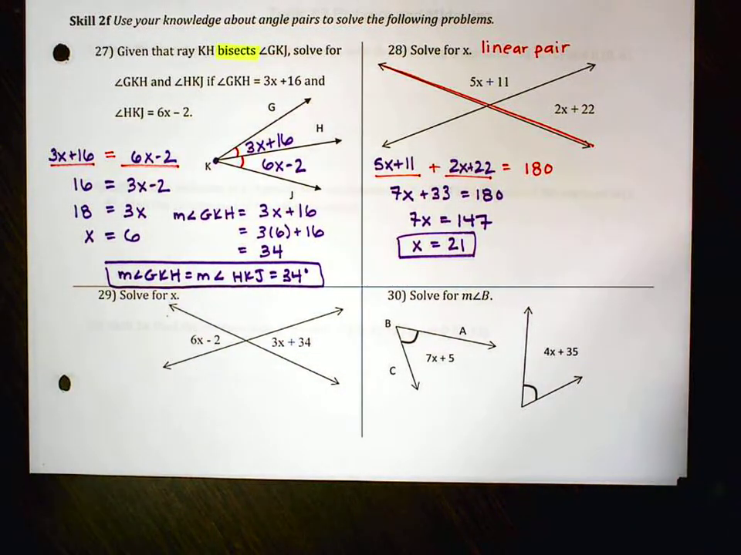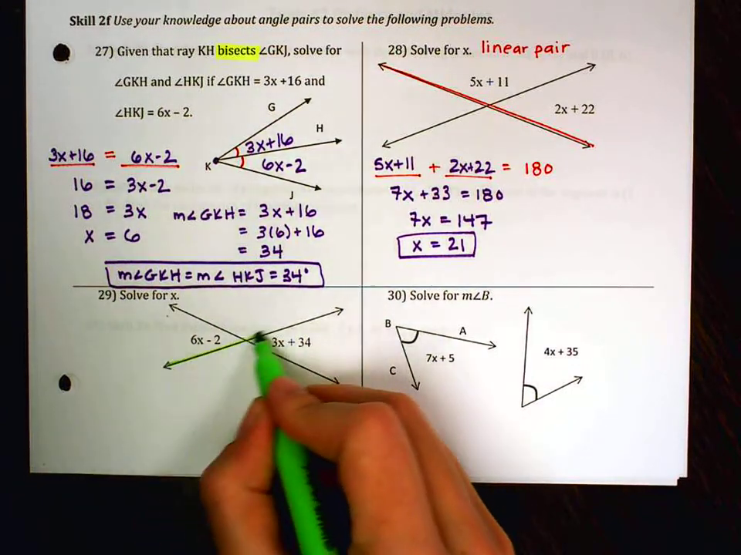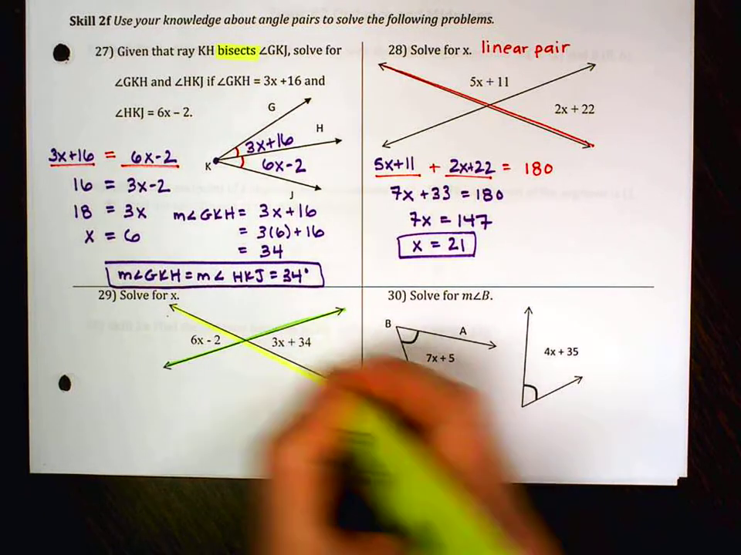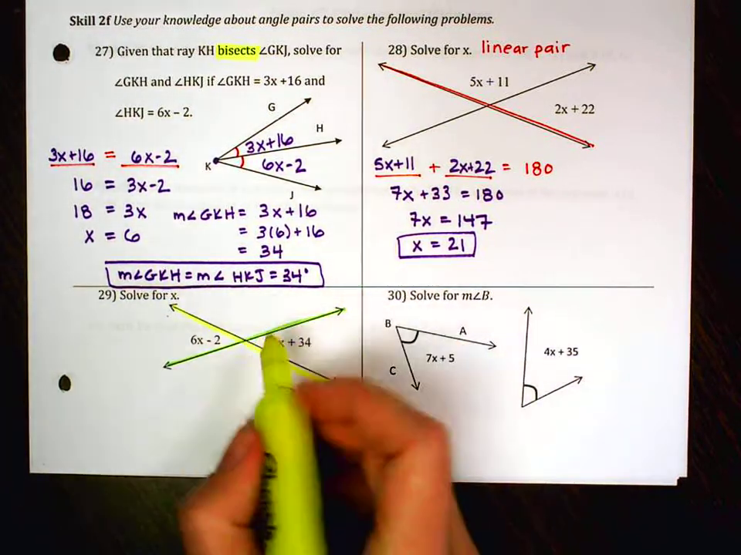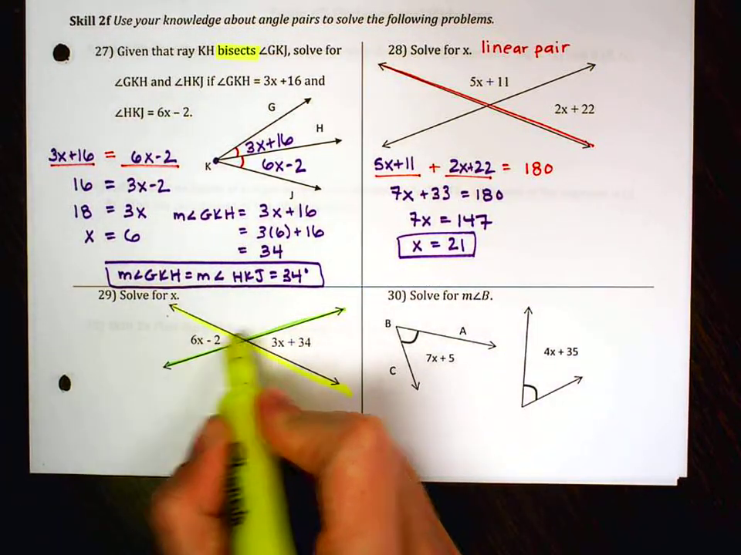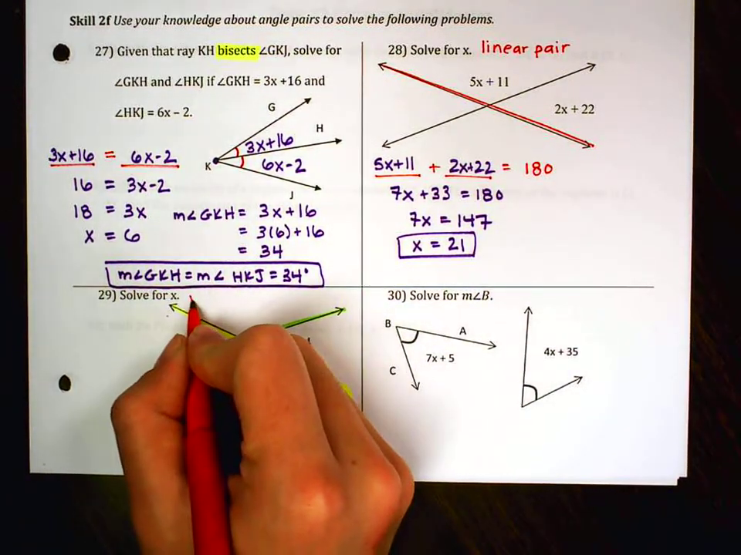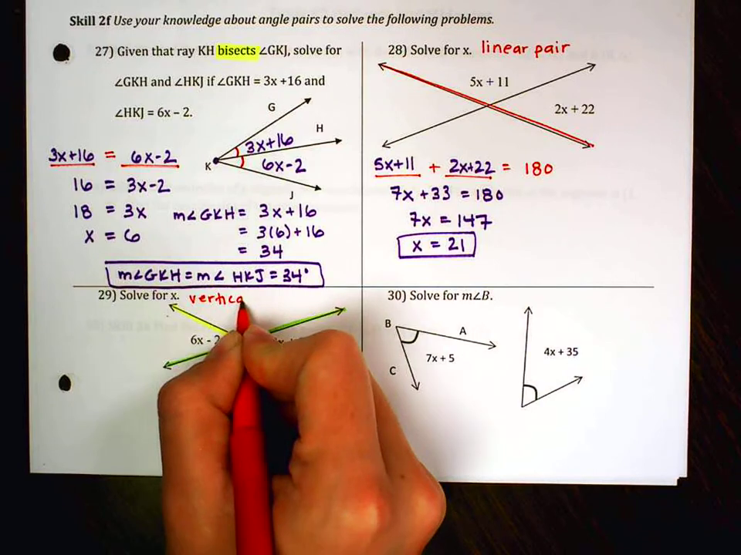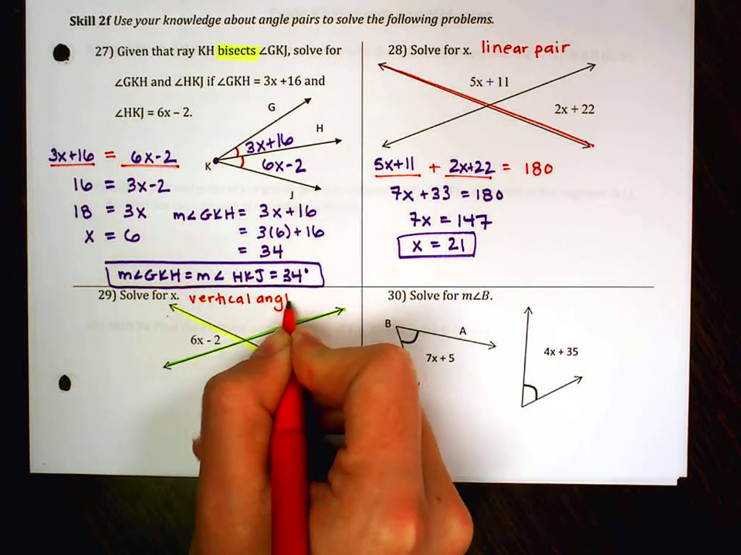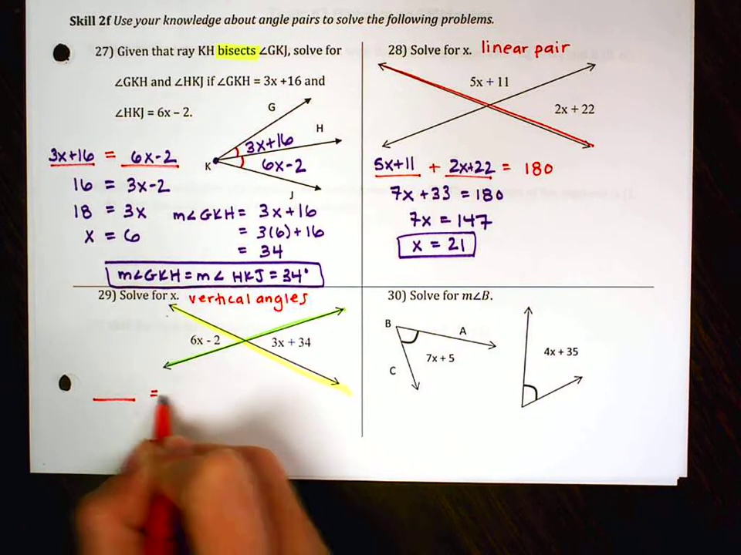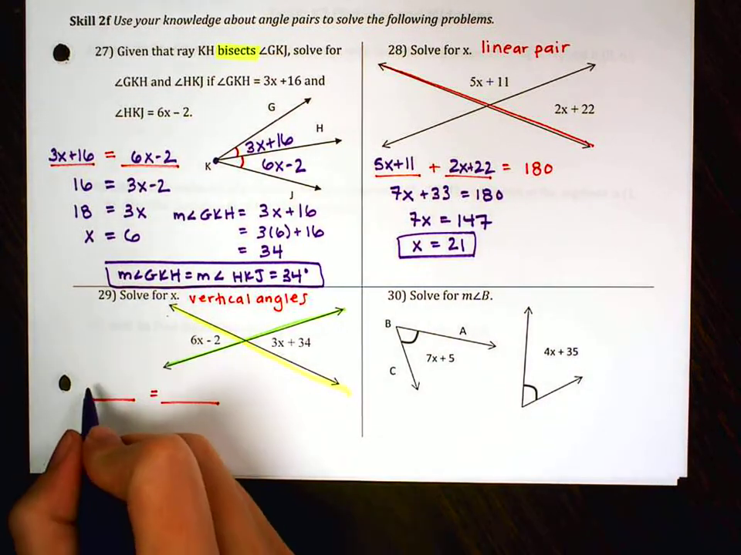Notice again we have these two straight lines that intersect. And they're these diagonals, right? They're opposite. They're not next to each other. They only share a vertex, but they jump over that vertex to each other. These are vertical angles. And our rule for vertical angles is blank equals blank. They're the same size.